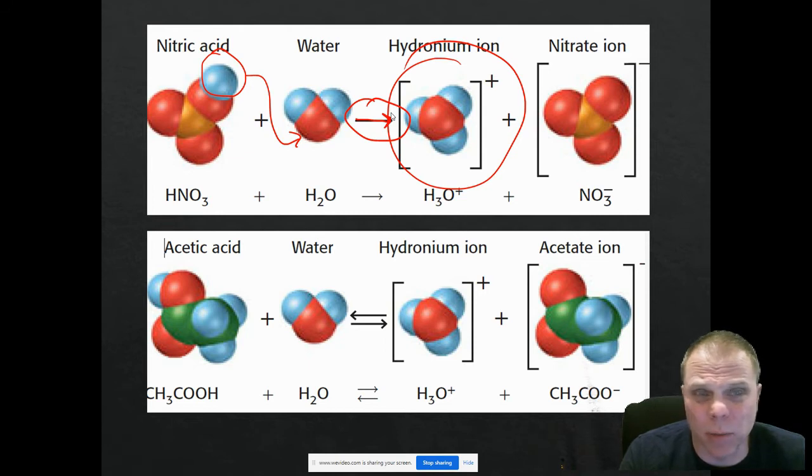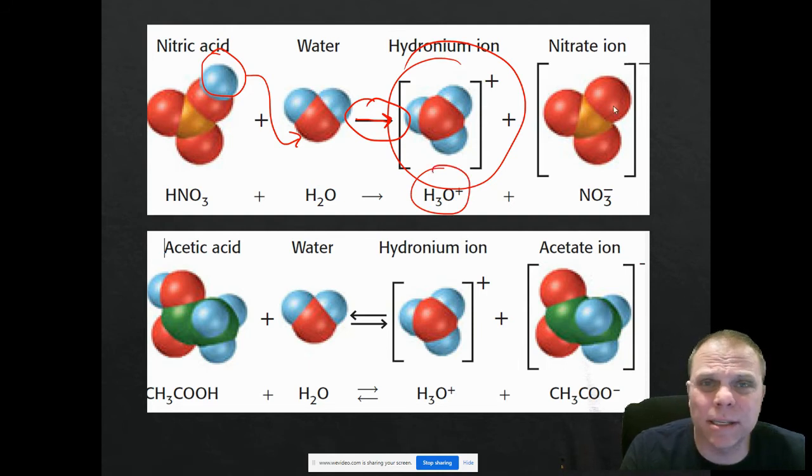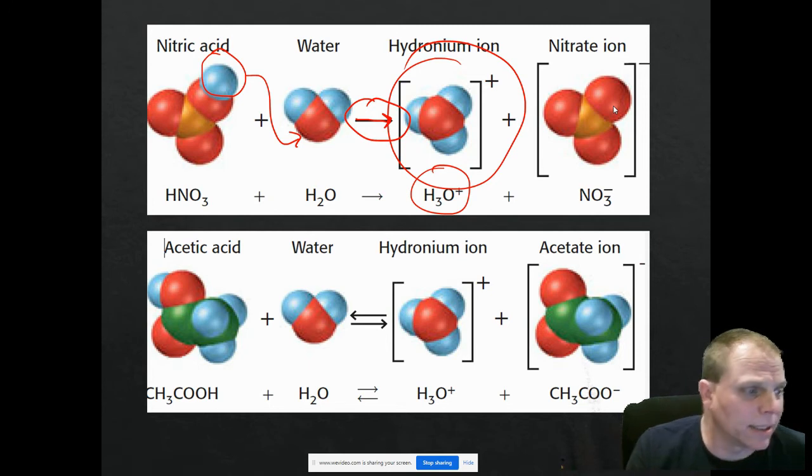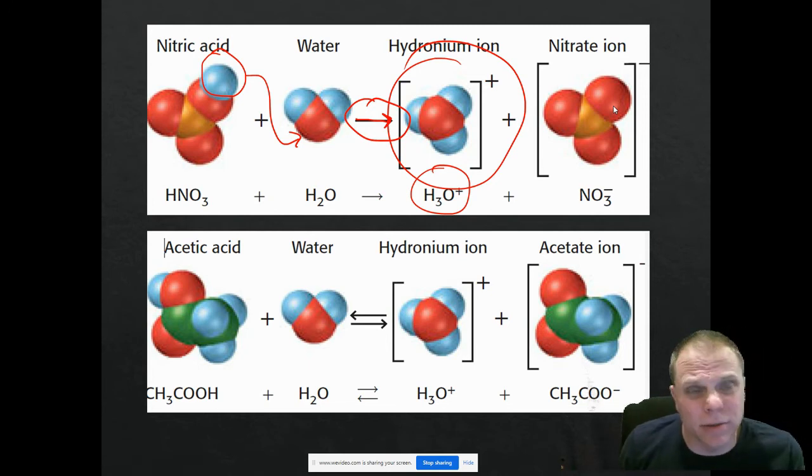We talked about equilibrium before, how the arrows can go both directions. It doesn't like to reverse. And so this nitric acid tends to go in one direction, and it's going to form this hydronium ion and the nitrate ion, and it doesn't reverse. And so this is a strong acid because it completely dissociates.